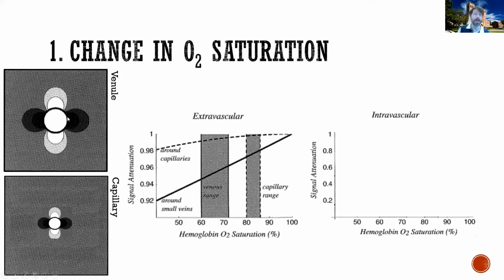Okay, and here we have the same thing, except it's a venule. And so you can see that it's a larger blood vessel. It also creates a larger warping in the field.